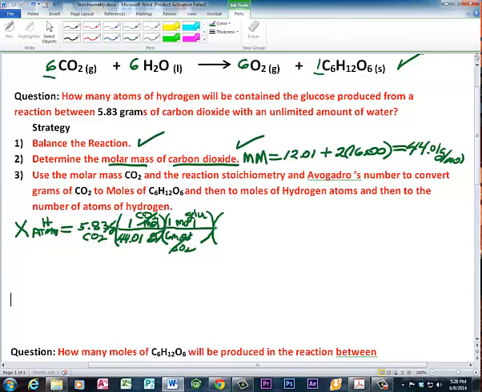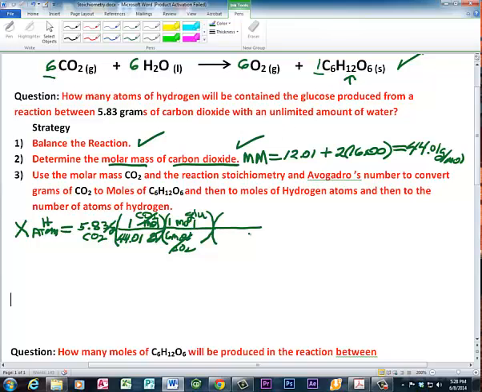Next conversion factor is to go from moles of glucose to moles of hydrogen. Now, this is an additional mole-to-mole ratio that we get just from the formula of the compound. So if I have just 1 mole of glucose, I've got a ratio of 12 hydrogens to 1 glucose. Now, it really doesn't matter whether I'm in molecules of glucose or moles of glucose. The ratio is still 12 to 1. If I have 1 molecule of glucose, I have 12 atoms of hydrogen. If I have 1 mole of glucose, I have 12 moles of hydrogen.